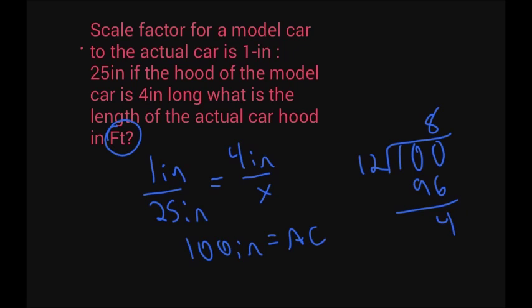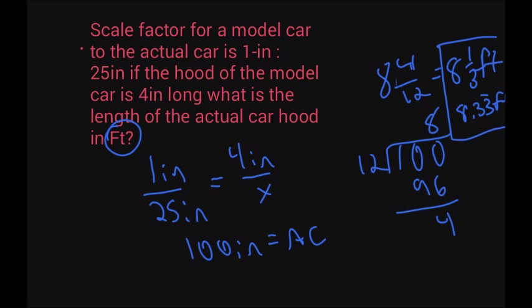Subtract, we get 4. I just want to do this so I can show you the fraction. So it would be 8 feet, well, 8 and 4/12 feet. And we can reduce that 4/12 down to 1/3. If you wanted to do a decimal, you could do 8.33 repeating feet, but 8 and 1/3 is a little bit more accurate. That's why I wanted to show you the actual division, so you could see that you could make a fraction and have your answer a little more accurate.